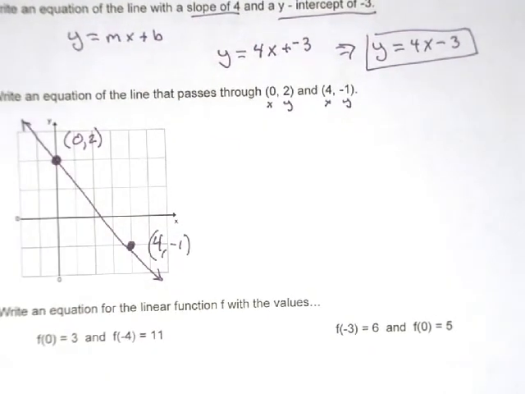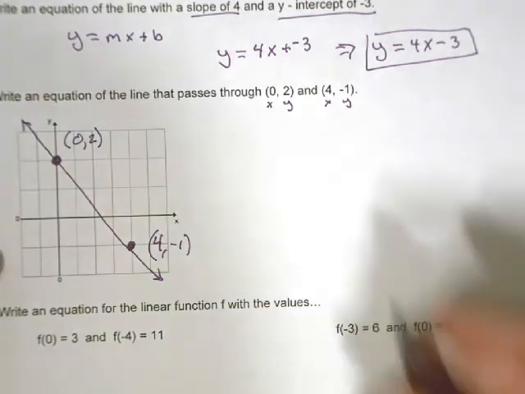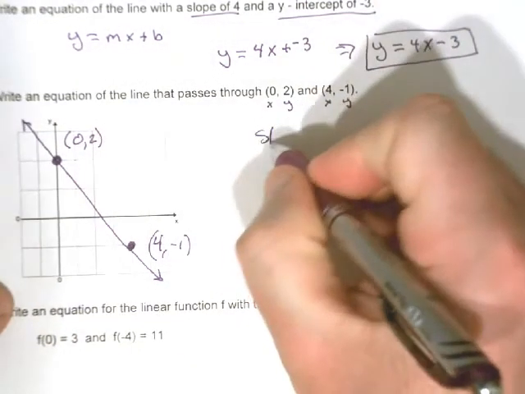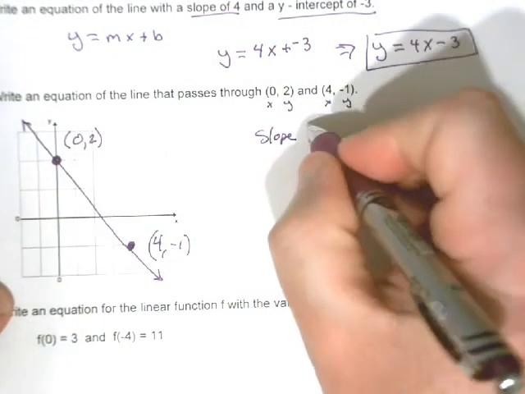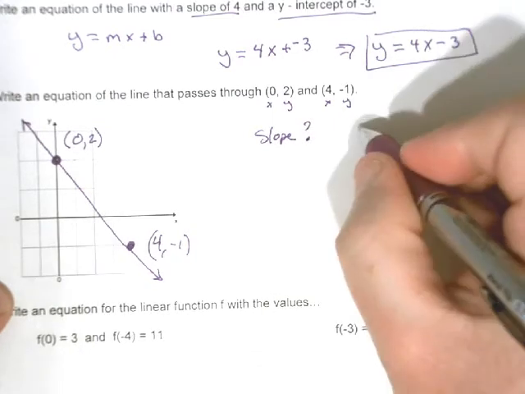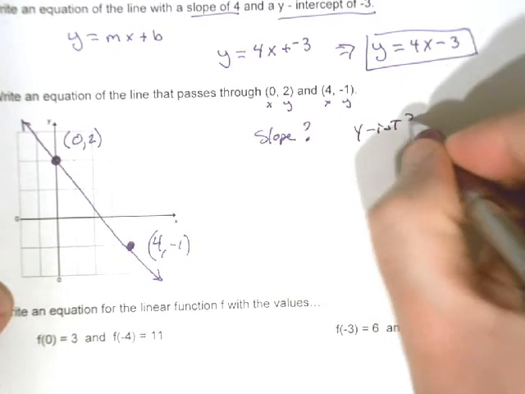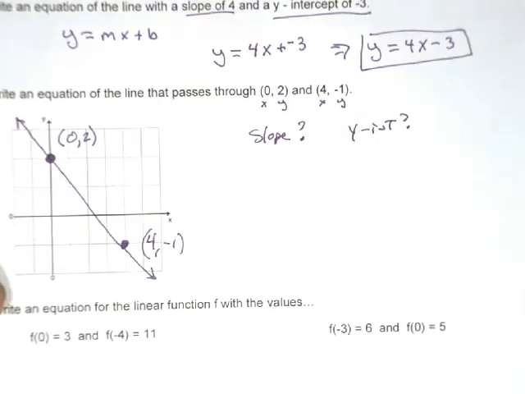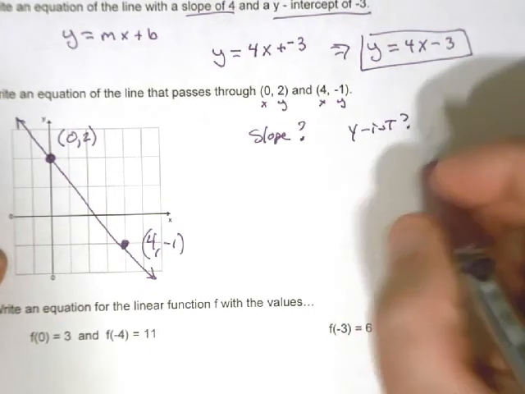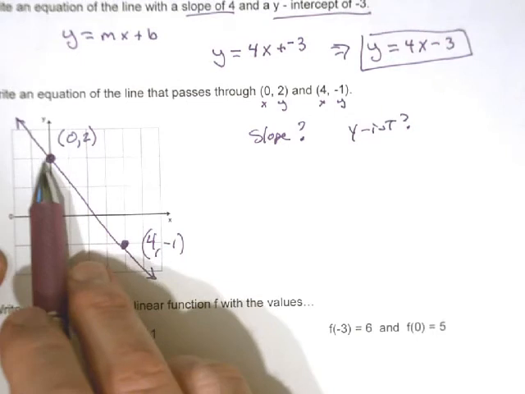So some things we need to get from this. We need to know what the slope is. So we always need to know what slope is. So what is our slope? And then what is our y-intercept? Those are the 2 questions that we have to solve. Sometimes they're given to us. Sometimes we have to do a little work for it. In this case, the y-intercept is given to us.